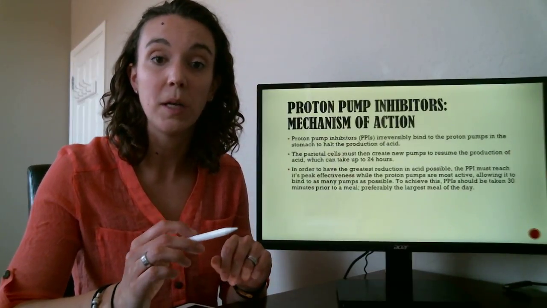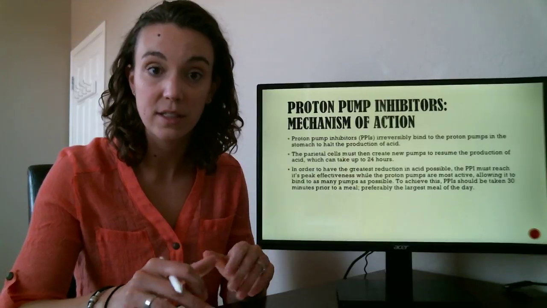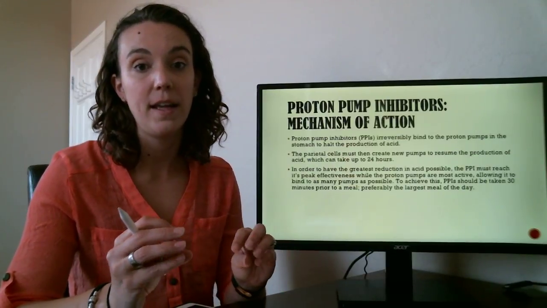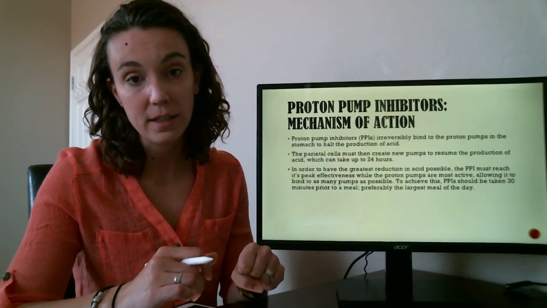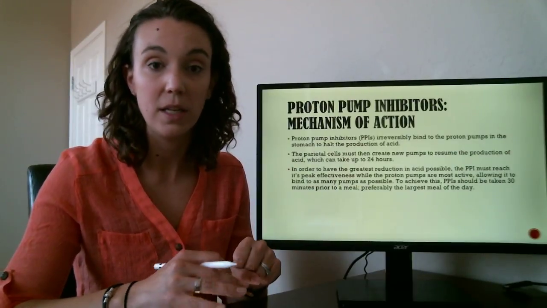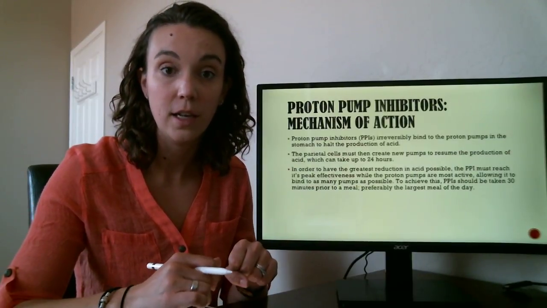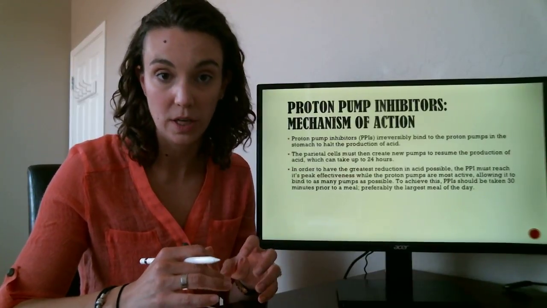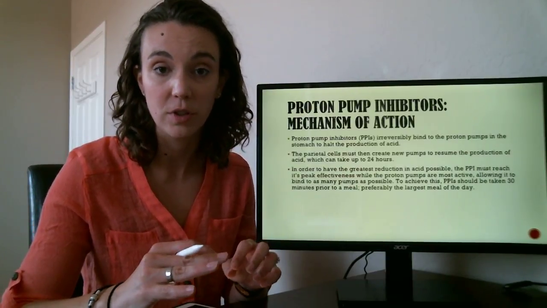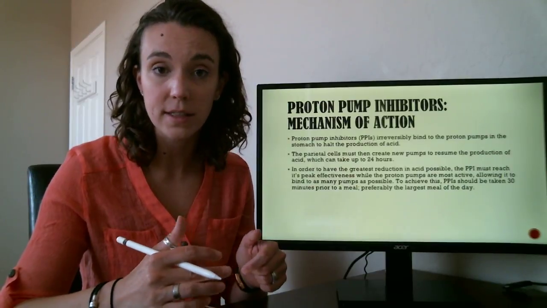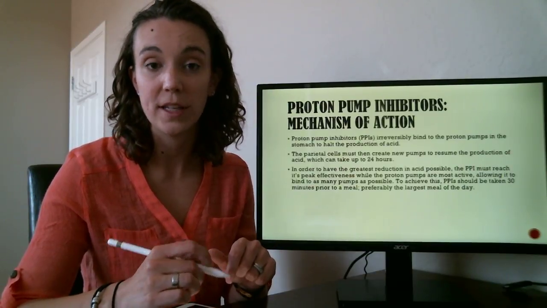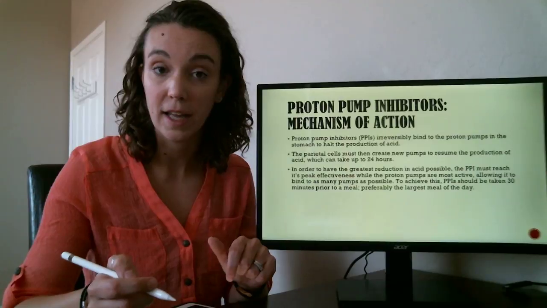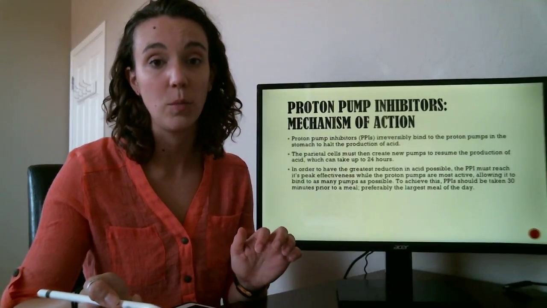So the proton pump inhibitors enter the stomach, they're digested, they become active, and then they irreversibly bind to the proton pumps, making them incapable of producing acid. So then the parietal cells are forced to create entirely new proton pumps in order to resume the creation of the acid. That process can take 18 to 24 hours. So that's why the PPIs are effective for that length of time, and most people only need to take them once a day.